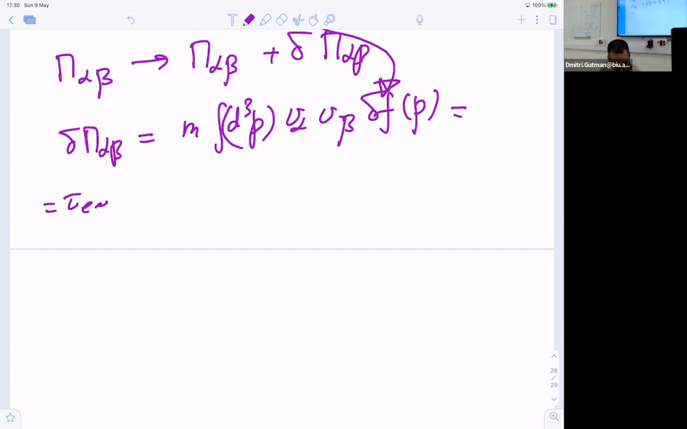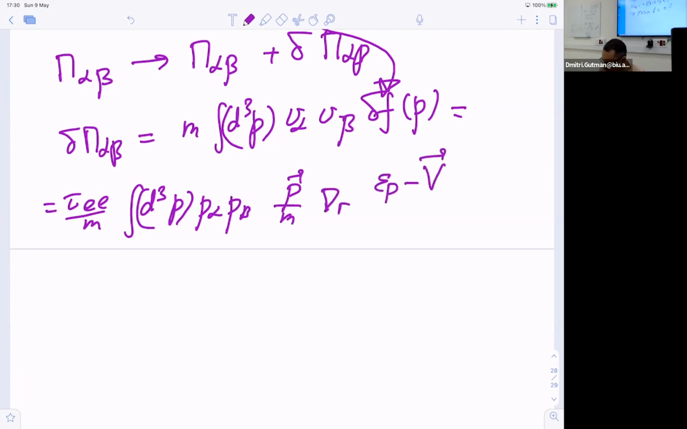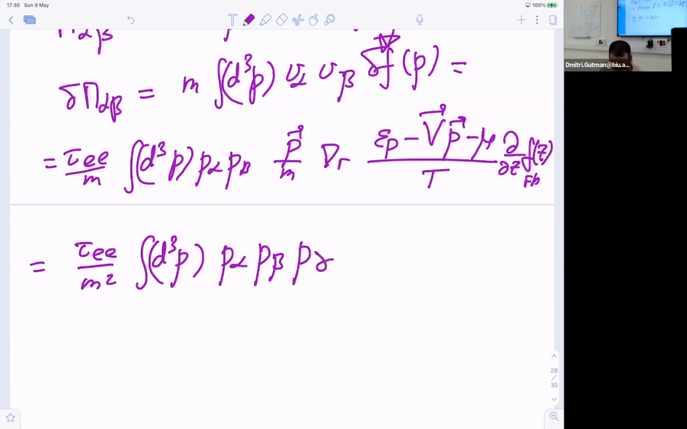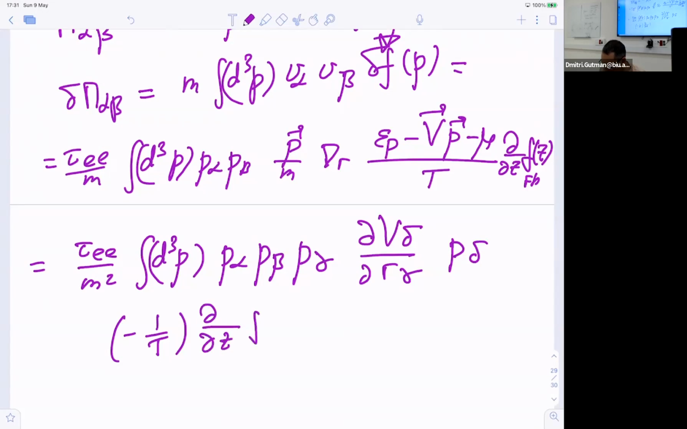Tau EE over M integral d3p P alpha P beta, P over M gradient R, epsilon P minus V capital P minus nu, divided by T, d over dz F Fermi-Dirac of Z. And this is equal to tau EE over M squared integral d3p, p alpha, p beta, p gamma, dv delta over dr gamma, p delta, times minus 1 over temperature, d over dz F Fermi-Dirac.